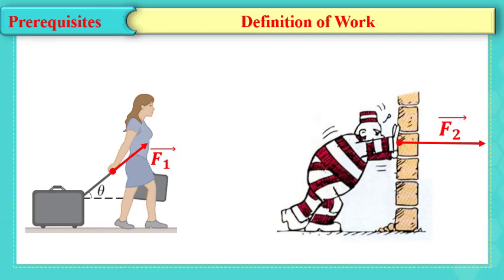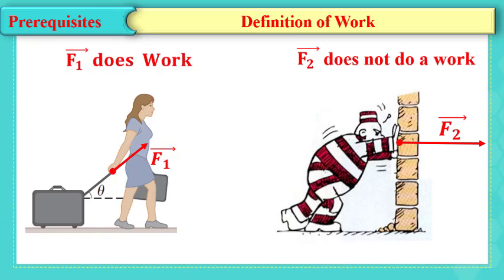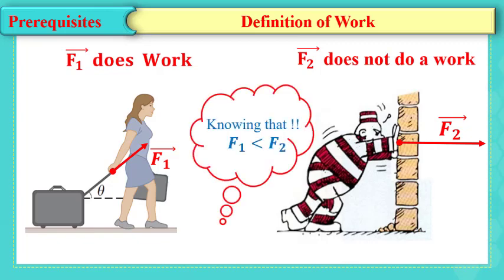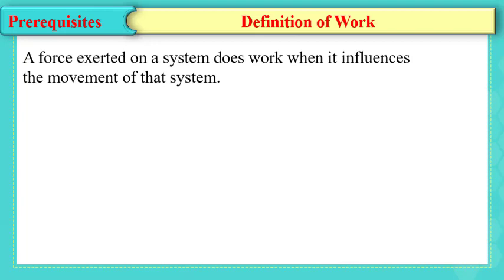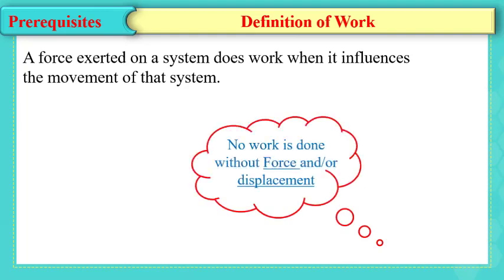On the other hand, a man pulls a wall by a force F2. Applying this force day and night will not make any movement. So we say that F1 does work, while F2 doesn't do work, although F1 is less than F2. By comparison, we say that a force exerted on a system does work when it influences the movement of that system. So the fact is, no work is done without force and or without displacement.